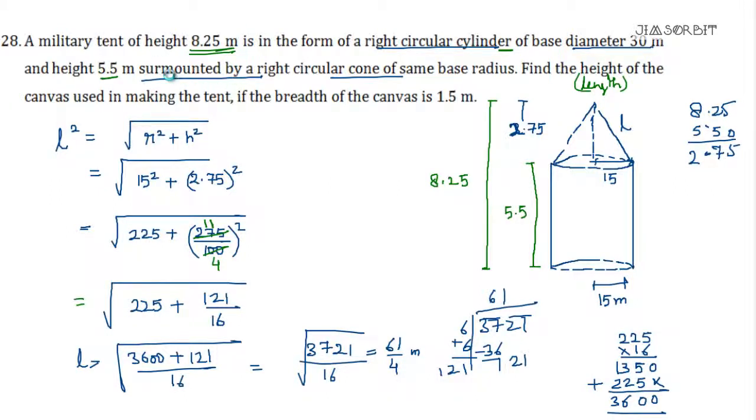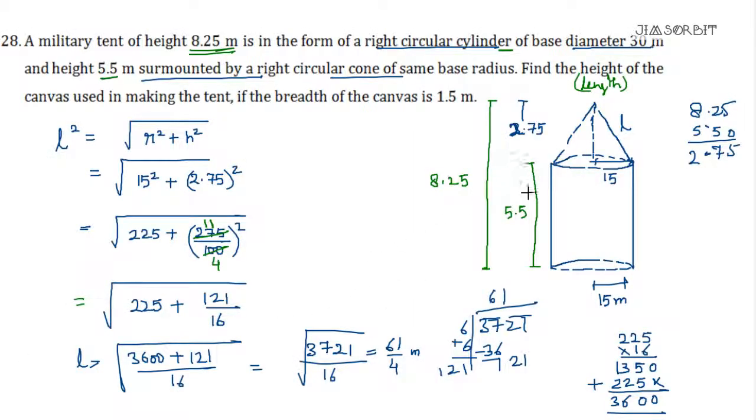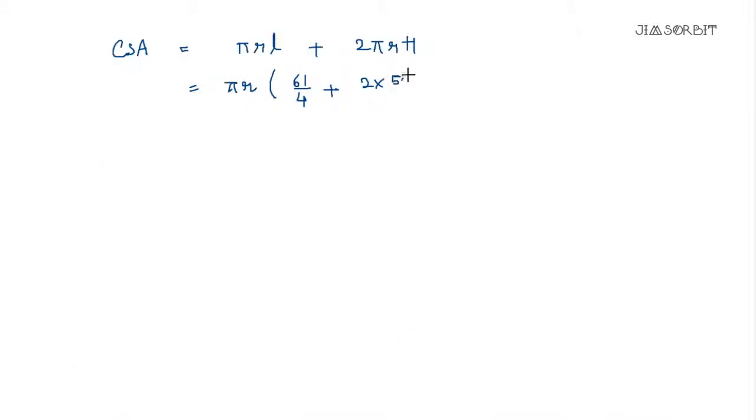So let us now find the CSA of the total, that will be pi RL plus 2 pi RH. This H I am taking for the height of the cylinder. Okay, pi R is taken common, so L is what? 61 by 4 we have found, and 2 times H. H was 5.5. I just have to check once please. So 5.5, correct, this is our H. So let's come back. Okay, so we have got 5.5 here.